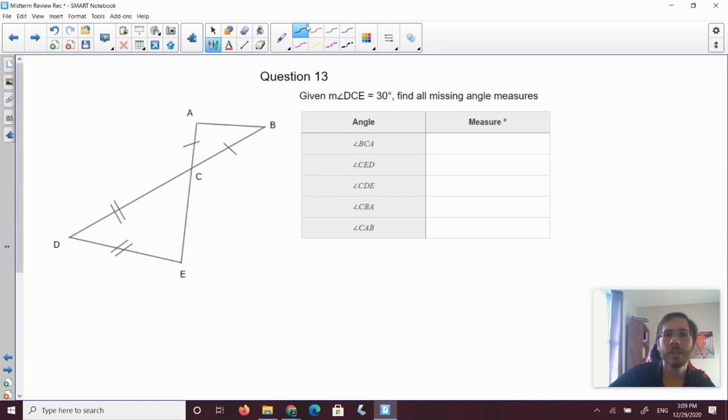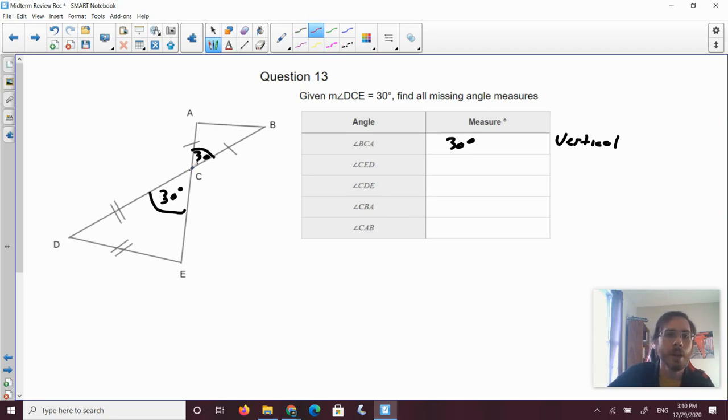For 13, it says, given DCE is 30, find all missing angle measures. So DCE is 30. We're going to label that one because it's given. And right away I know that this one is 30 because those two angles are vertical. So wherever this one is in the chart, we're going to make that one 30 degrees. So BCA, that's this one right here. So this one's 30 degrees, and we know that because it's vertical. We really didn't have to do much to get that one.